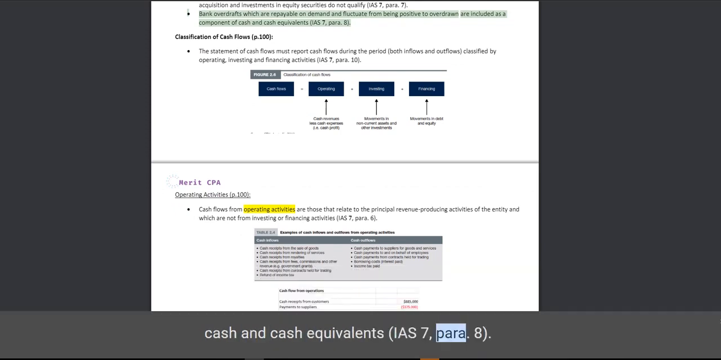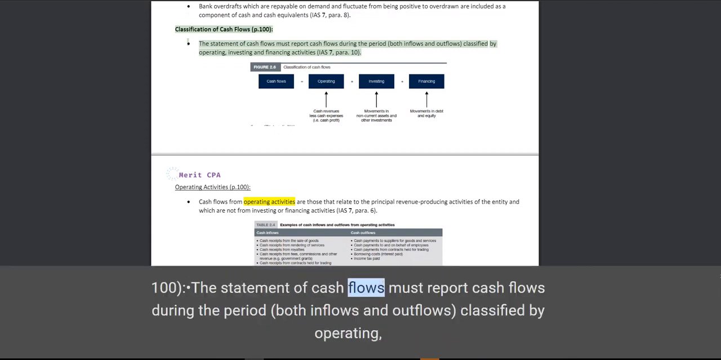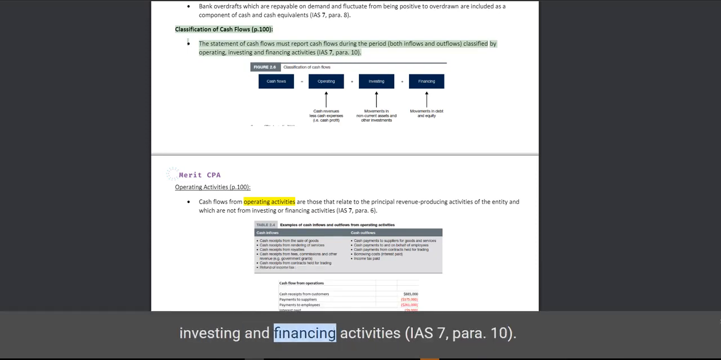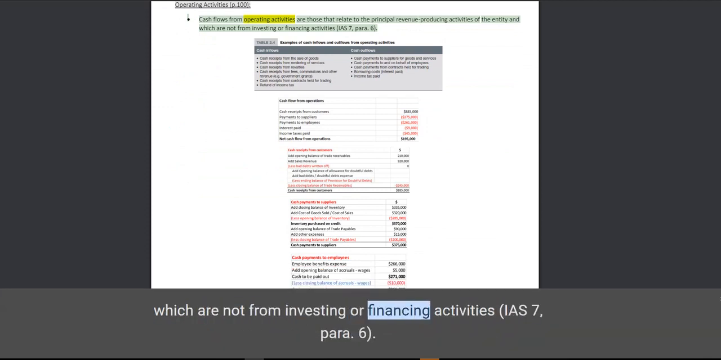EAS 7, para. 8. Classification of cash flows, P.100. The statement of cash flows must report cash flows during the period, both inflows and outflows, classified by operating, investing and financing activities. EAS 7, para. 10. Cash flows from operating activities are those that relate to the principal revenue-producing activities of the entity and which are not from investing or financing activities.